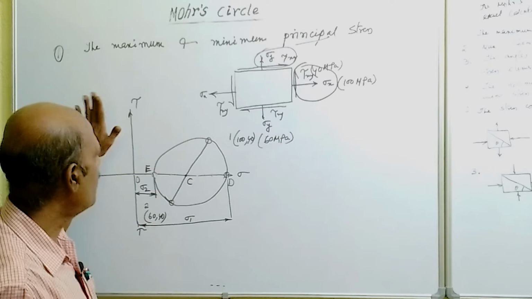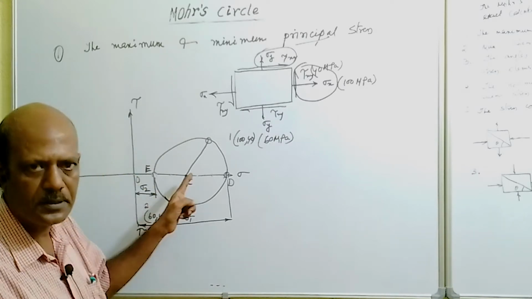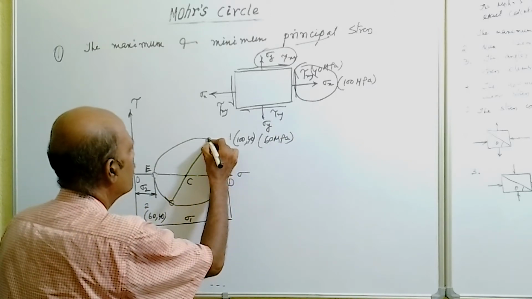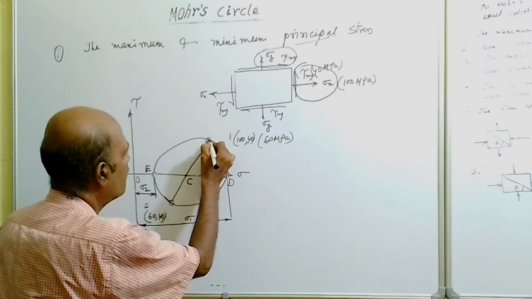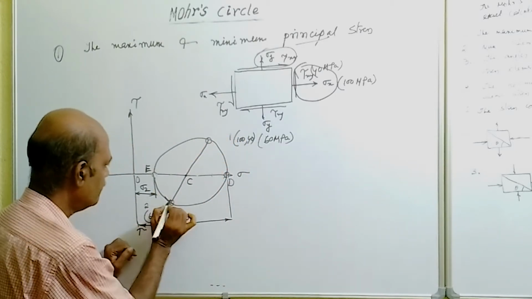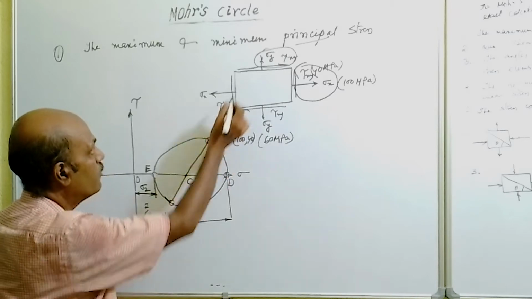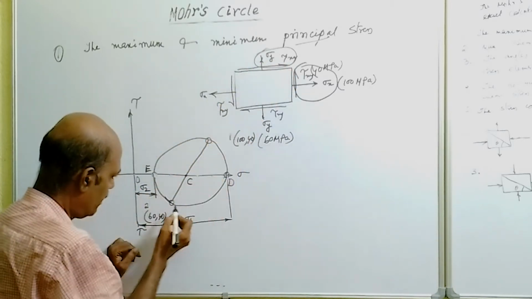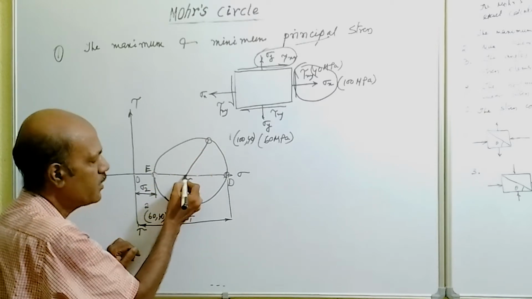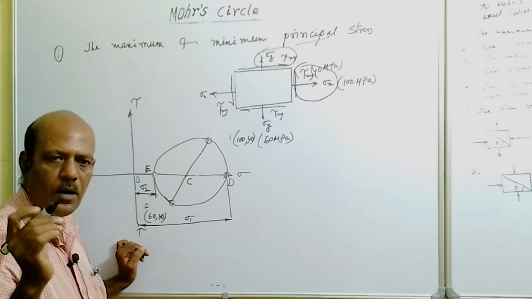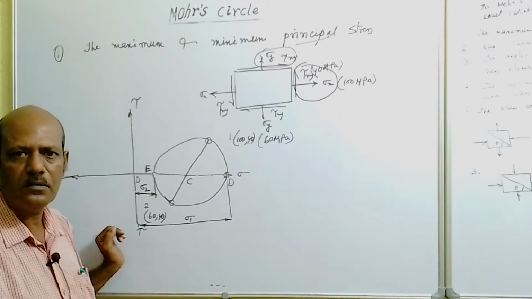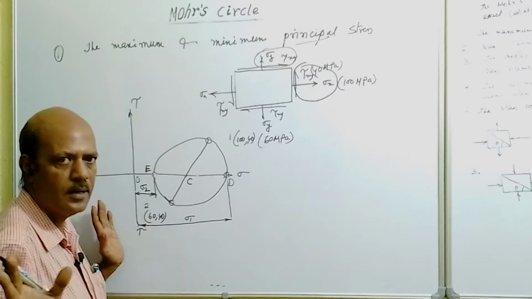So step 1, draw the axis. Next, step 2, plot this point, point 1, that is the x phase point. Then plot point 2 as per the information here, sigma y, tau xy. Join point 1 and point 2. It will intersect somewhere on the sigma axis. That will be the center of the Mohr circle. That means find out the center of the Mohr circle.